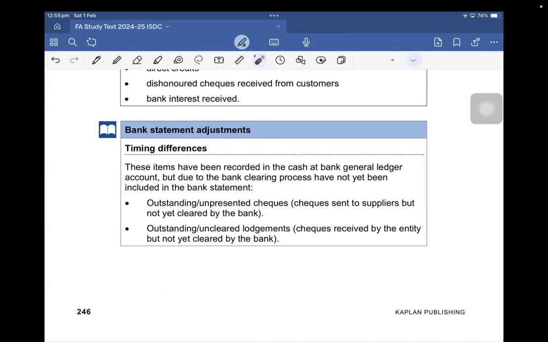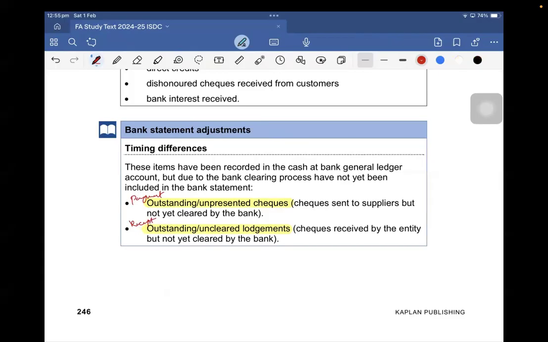So when there is such a timing difference, you're going to adjust your bank statement. There are two types of checks. The first type is called outstanding unpresented checks. The second type is called outstanding uncleared lodgements. So this is payment and this is receipt. Understood?